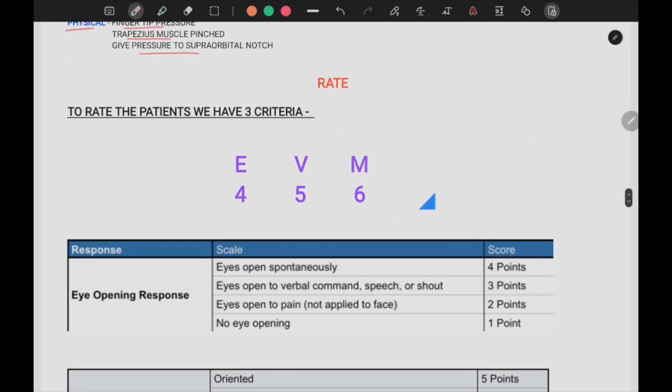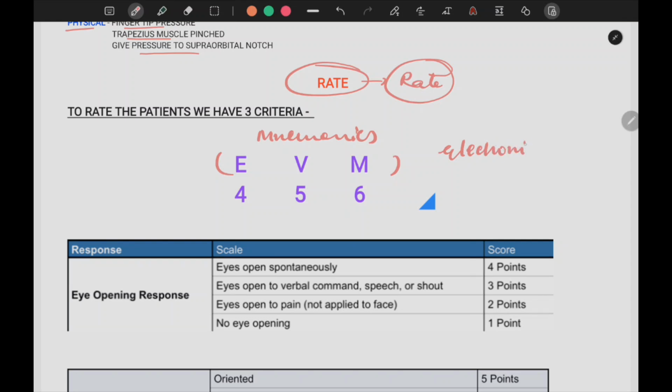The main Glasgow Coma Scale starts from there, that is, rate. On every step you have to rate the patient, and this rating is done on 3 parameters. To remember this, the mnemonic I have here is EVM, that is also the electronic voting machine. So this EVM will help you to remember this, right? How are you going to remember? The E here stands for eye, V is for verbal, and M is for motor.